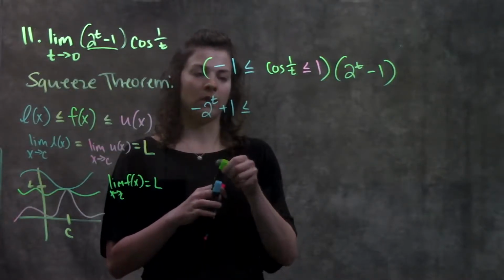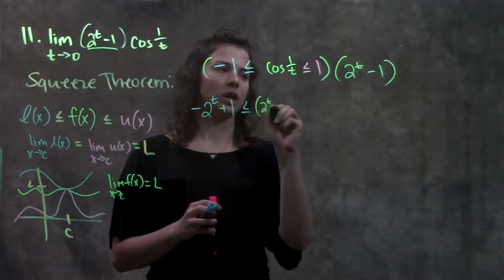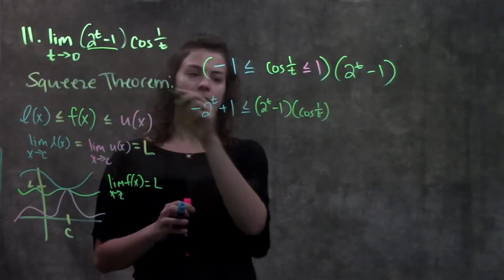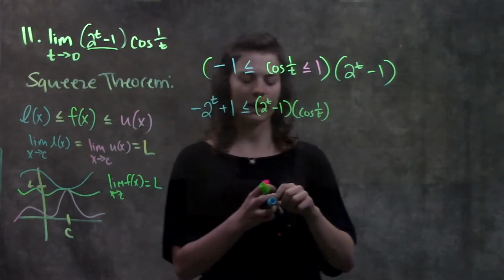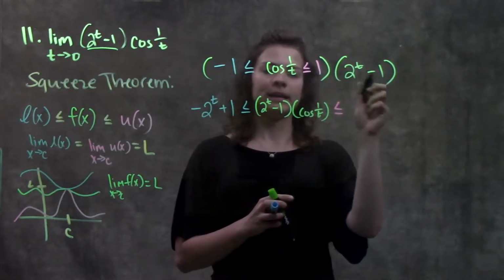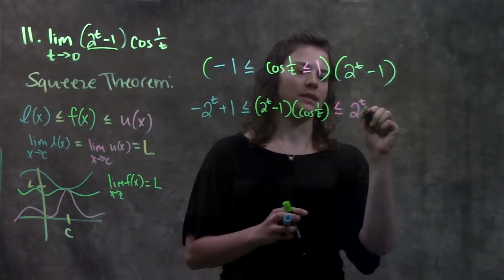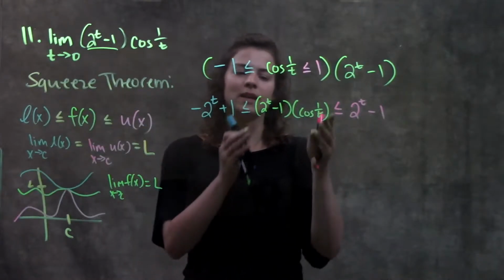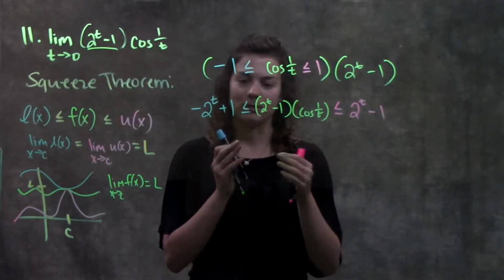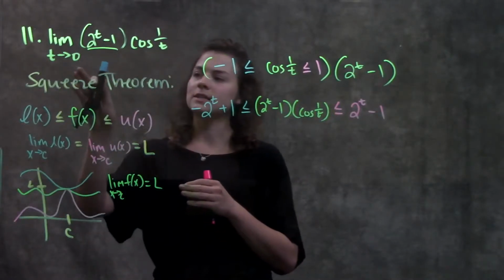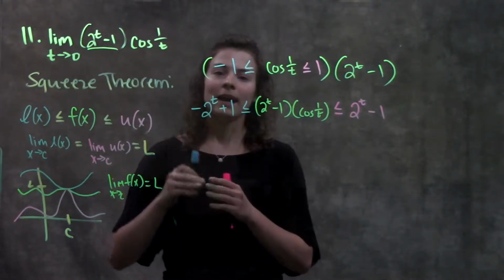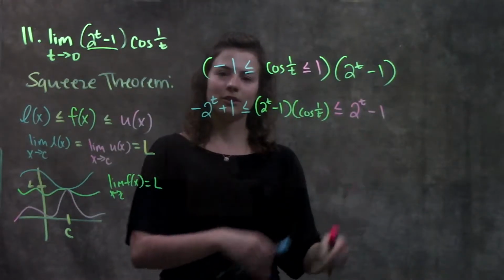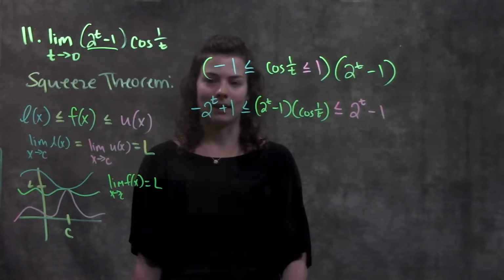is less than or equal to, in the middle here, I just have my two terms, which is what I want, because remember, this is the function I'm interested in. Now I have the function here. And on my right, I get 1 times this value, which just leaves me with 2 to the t minus 1. Okay, now we're getting somewhere. Now we have two functions that the function that we're interested in is bound between. Okay, but remember, this question is asking us to find the limit as t approaches 0, which we weren't able to do initially, but now that we have these two functions, we're able to solve for what that limit is.